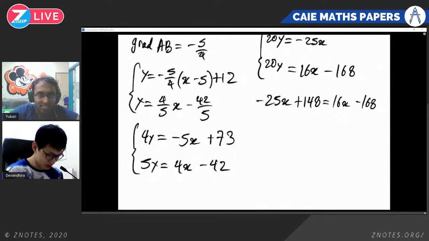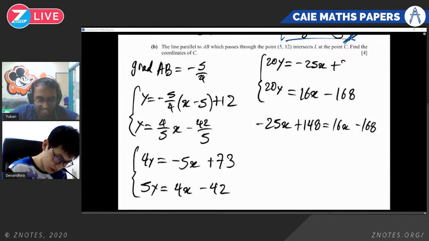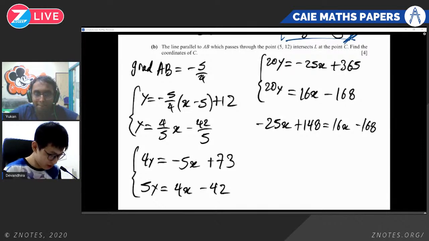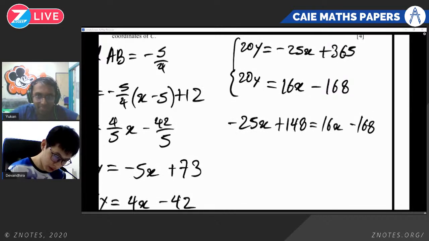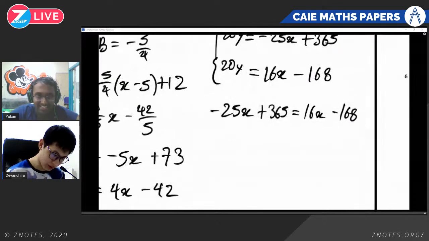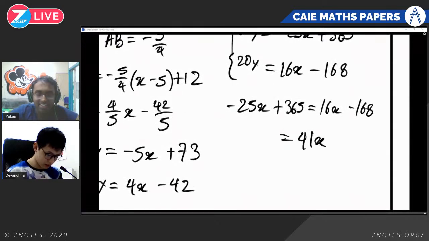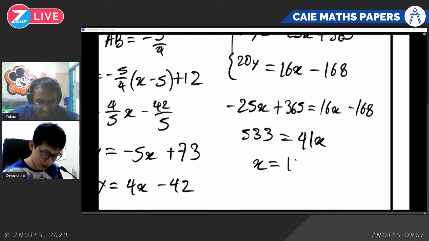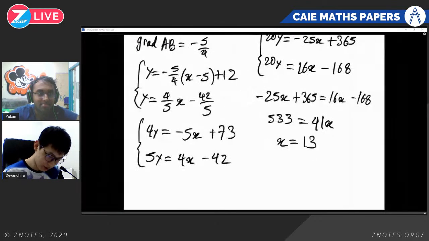So 73 times 5. That's 365. Okay, then we just have to equate them together again. Sorry about that, guys. Okay. Let's do it again. 41x. Yeah, this does divide. 365, that's 533. Can we divide that now? Yeah, this divides into 13. Okay. So we've got our x.